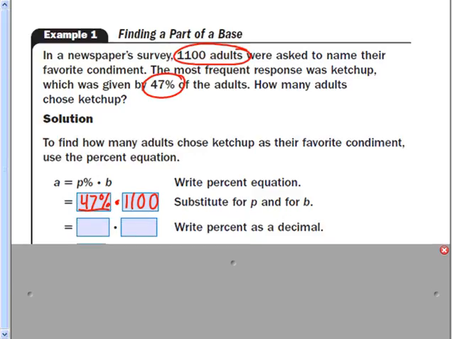All right, now they want us to write the percent as a decimal. We know that 47% can be written as 47 hundredths. If we don't remember that, we can think about our shortcut of moving a decimal point to the left twice. So we're going to do 47 hundredths times 1,100.